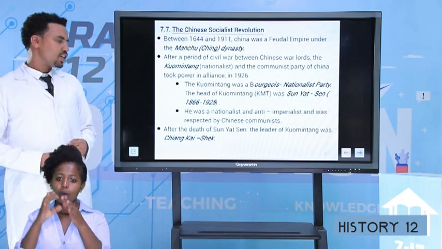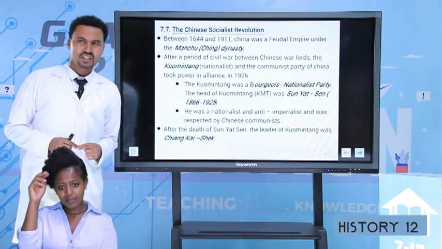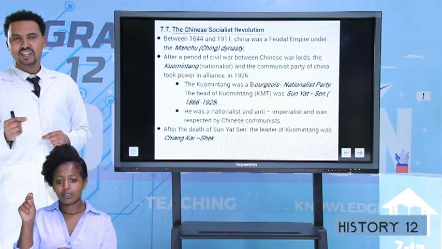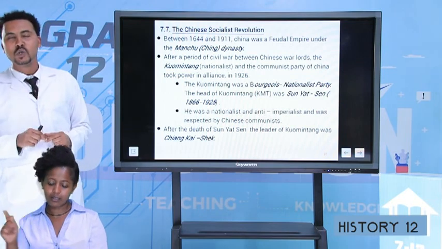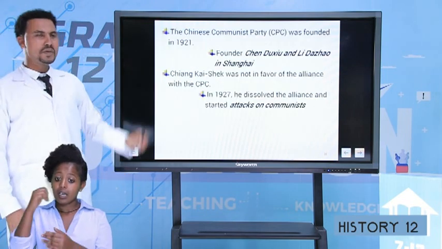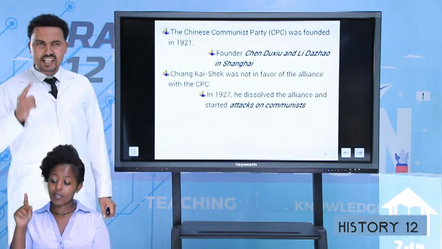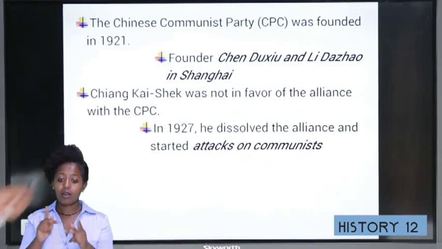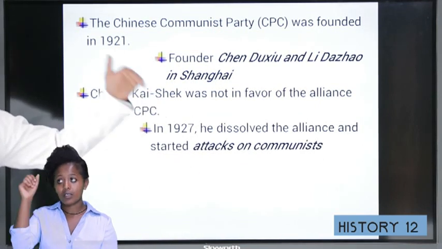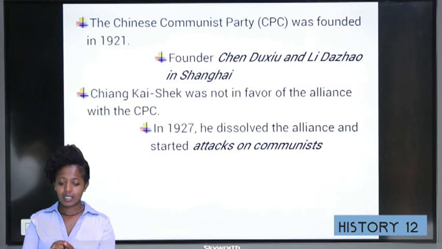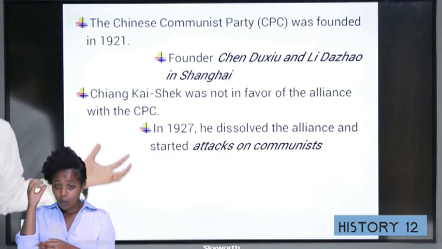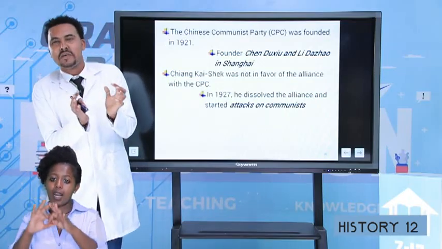After the days of Dr. Sun Yat-sen, the Kuomintang was ruled by Chiang Kai-shek. The other group, the Chinese Communist Party, CPC, Communist Party of China, was founded in 1921. The founder was Chen Duxiu. Chiang Kai-shek was not in favor of the alliance with the CPC.